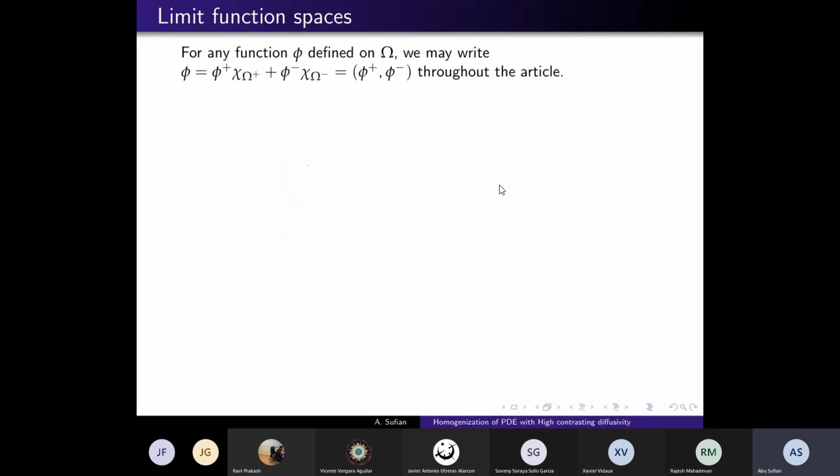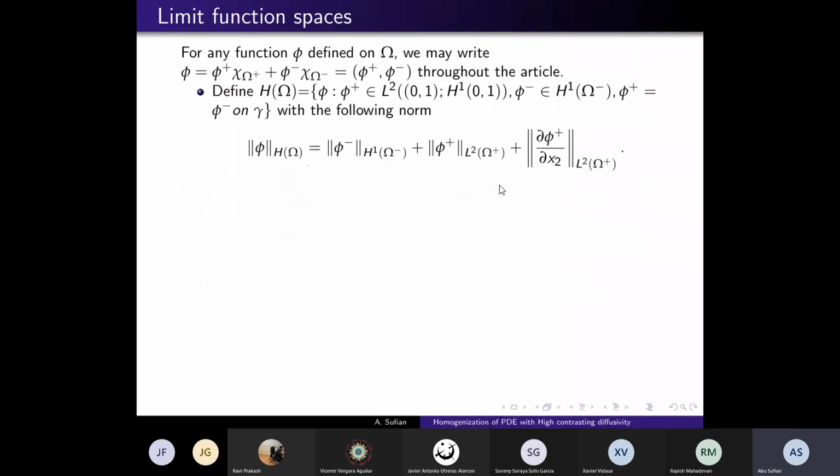For any function phi defined on omega, sometimes we may write phi as phi plus chi omega plus phi minus chi omega minus, or as a pair (phi plus, phi minus). The limit function space H omega is the collection of all phi such that phi plus belongs to L2(0,1; H1_0(0,1)), and phi minus belongs to H1 of omega minus, and phi plus and phi minus agree on the interface gamma. The norm is given by the norm of phi in H omega as the norm of phi minus in H1 omega minus, plus the norm of phi plus in L2 omega plus, plus the L2 norm of del phi del x2.